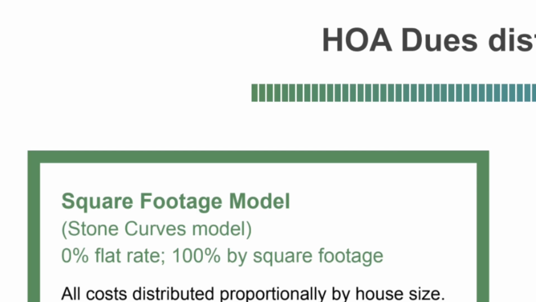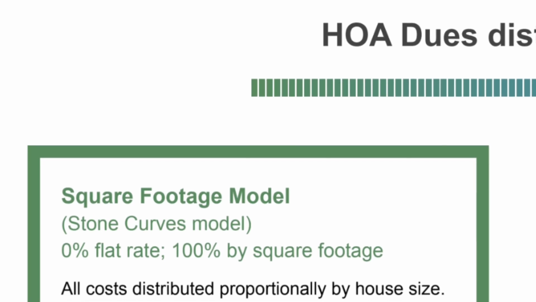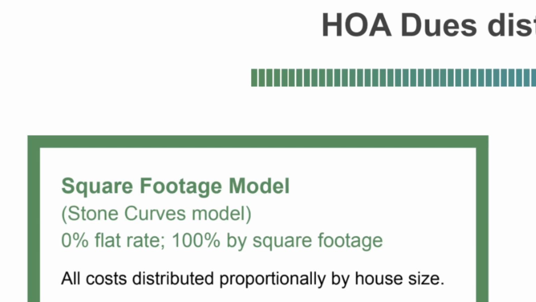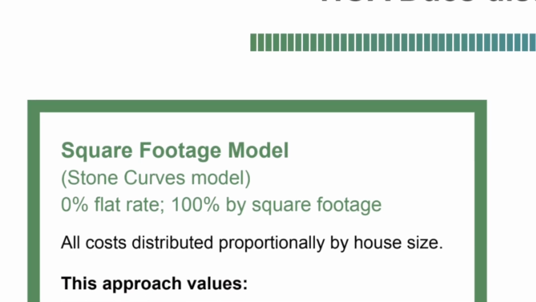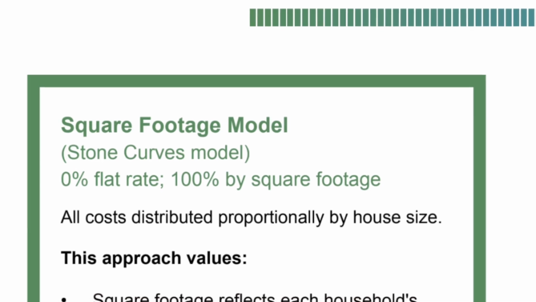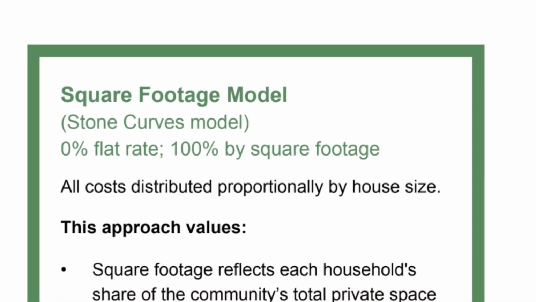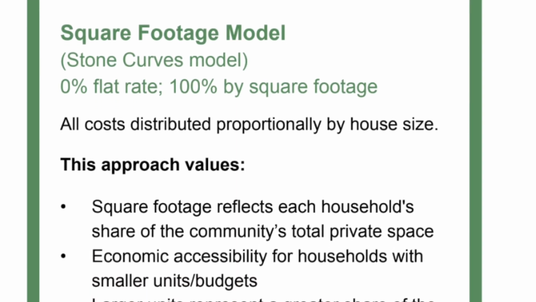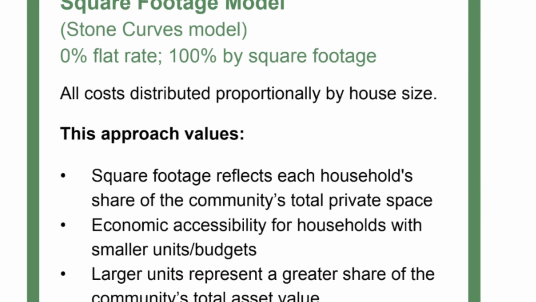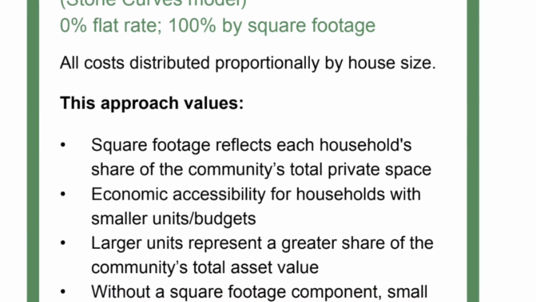In the square footage model, 100% of the dues are divided by square footage, and 0% goes towards a flat rate. All costs are distributed proportionally by size. Our units range significantly in size from 666 square feet to 2,431 square feet, which is a 3.65 times difference.